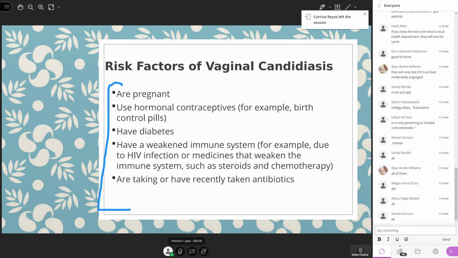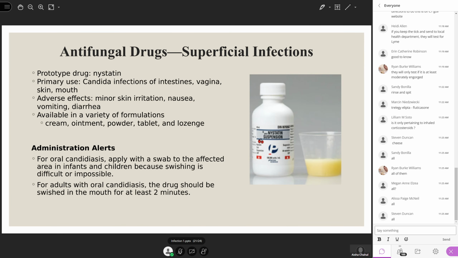Patients who are pregnant, again, this is all because the normal physiology of the body is disrupted, patients on contraceptive pills, a patient having diabetes, a weak immune system, or taking antibiotics. So they are more at risk for vaginal candidiasis.